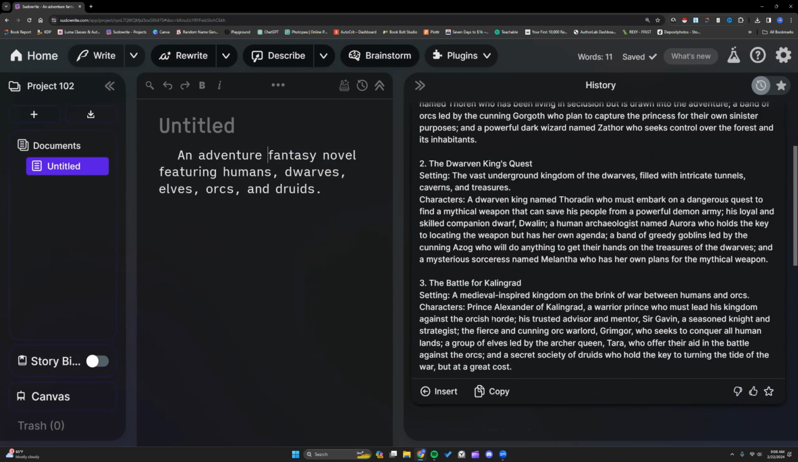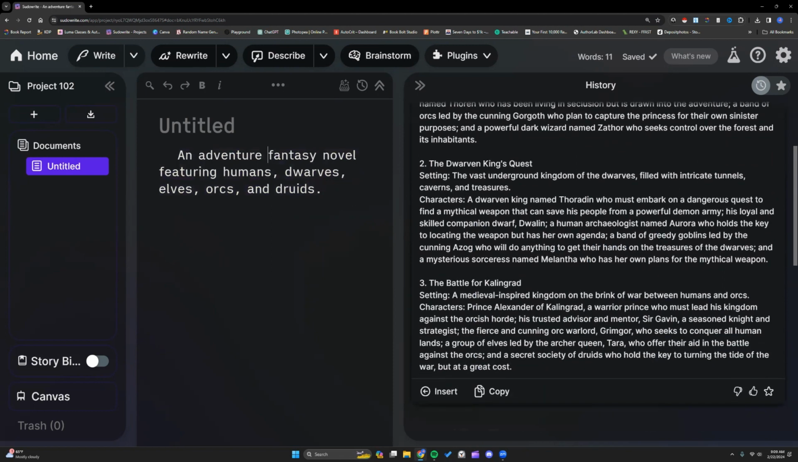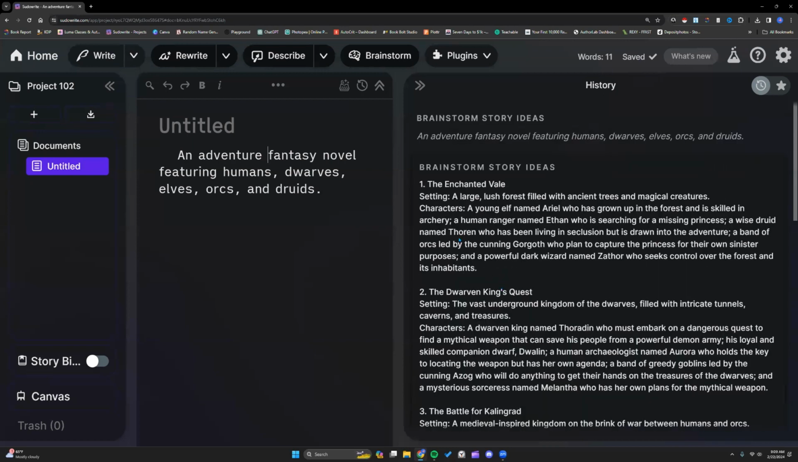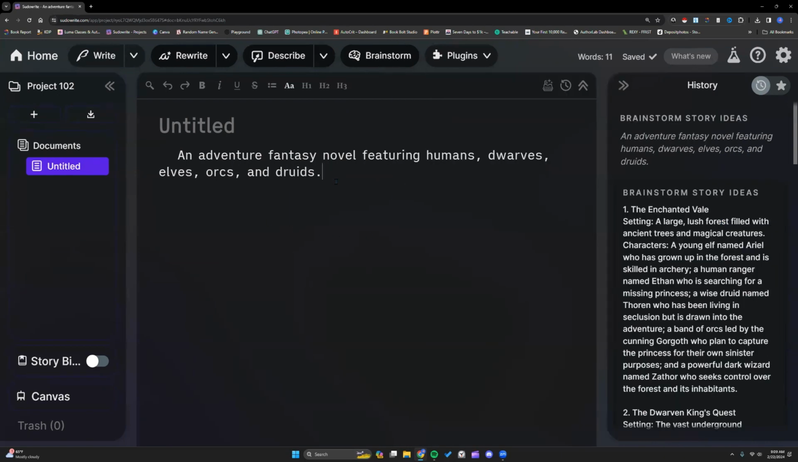Let's see which one I like the best, and we will test out another plugin on that one. I like the idea of the band of greedy goblins there. But we're just going to go with the first one. I like this idea. Just want to copy that. Right here.